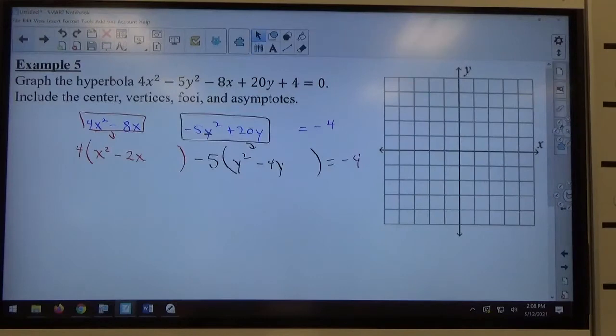Okay. So that's our next priority. We want x squared in the parentheses. We want y squared in the parentheses. Any numbers must be extracted. Divide both objects by that number.